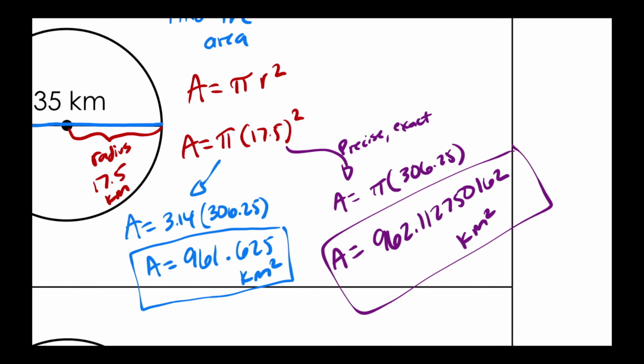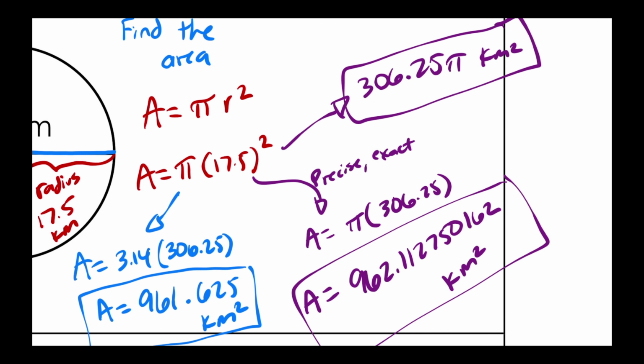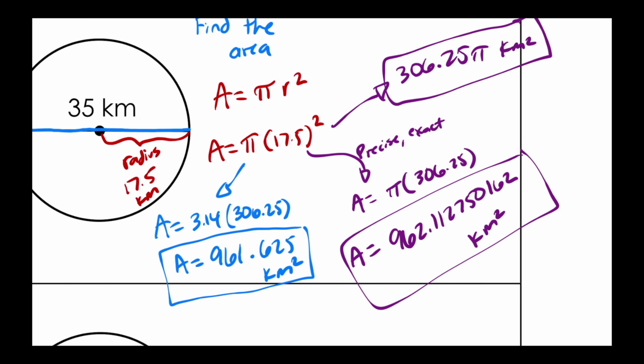Could I have done 306.25 and just put pi and then put kilometers squared? Could I have left it like that? Yeah, that's one way to do it too, to just leave the symbol pi there. But if we want an actual number, we just do it that way. We can use 3.14 as a shortcut for pi, or we can use the exact pi if you have that pi button.